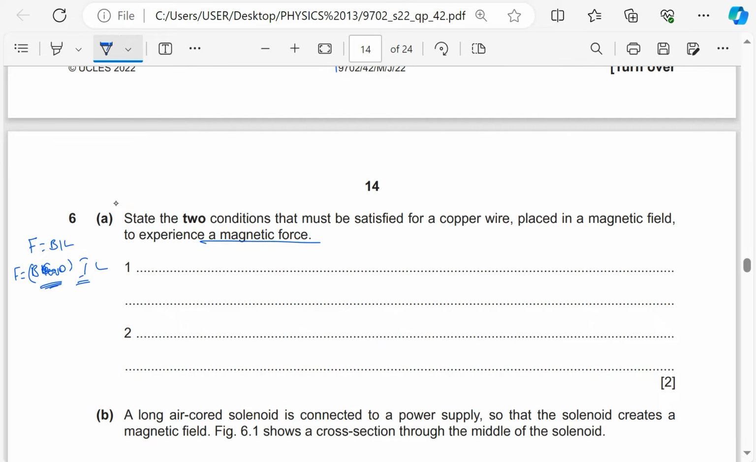Let me use sine. The angle between the field and the current should not be 0 if I use sine, because if it is 0, then there will be no magnetic force. So, number one, there must be a current flowing in the wire.